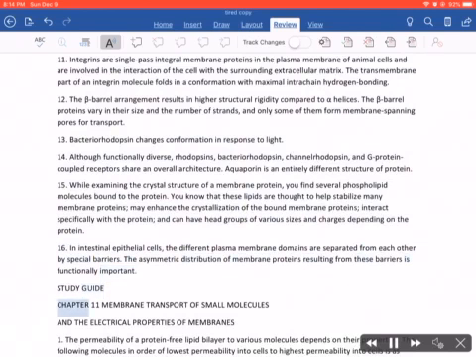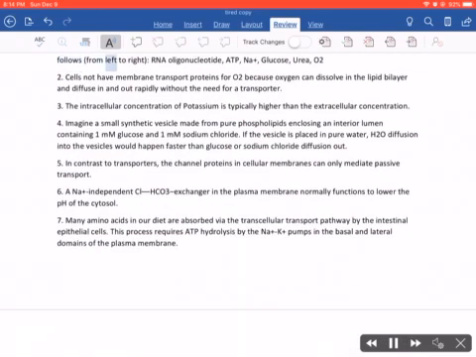Study Guide. Chapter 11: Membrane Transport of Small Molecules and the Electrical Properties of Membranes. 1. The permeability of a protein-free lipid bilayer to various molecules depends on their properties. The following molecules in order of lowest permeability into cells to highest permeability into cells is as follows, from left to right: RNA oligonucleotide, ADP, Na+, glucose, urea, O2.